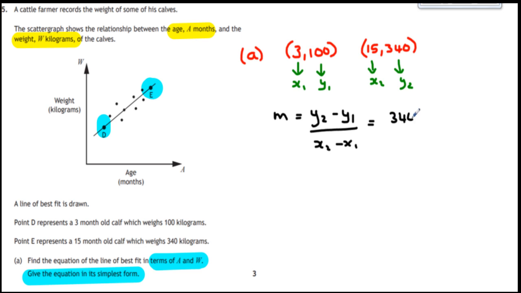Right, so I have now got y2 minus y1 is 340 minus 100. And that's all divided by x2 minus x1, which is 15 minus 3. That gives me 240 divided by 15 take away 3 is 12. Now 12 into 24 goes twice, so 12 into 240 goes 20 times. So the gradient of this line is 20.